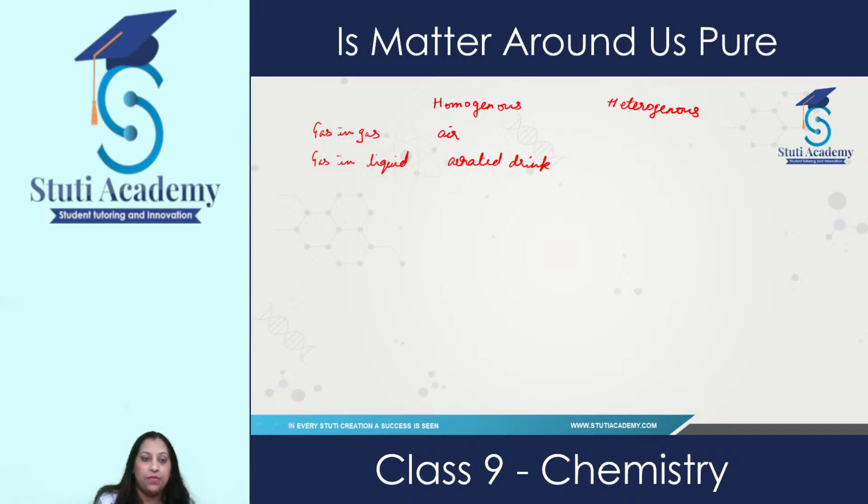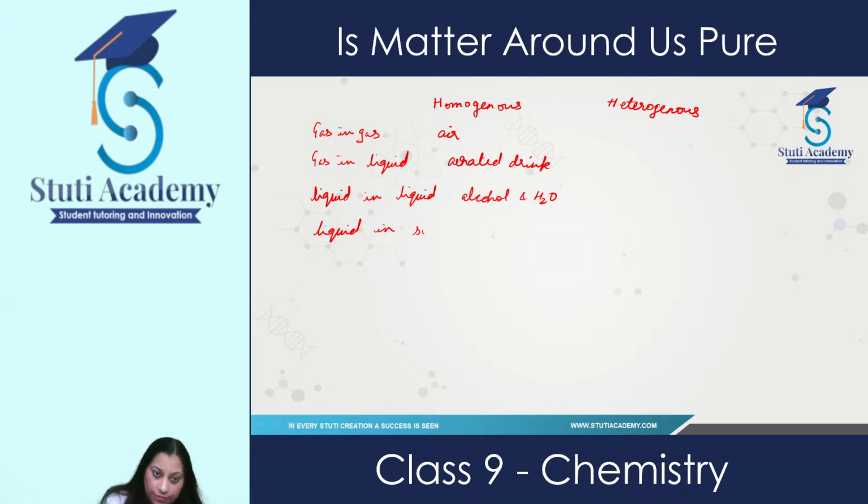And if liquid in liquid, for example, alcohol and water. This is also an example of homogeneous mixture. And the next is liquid in solid. And the example of this kind is mercury in zinc amalgam.